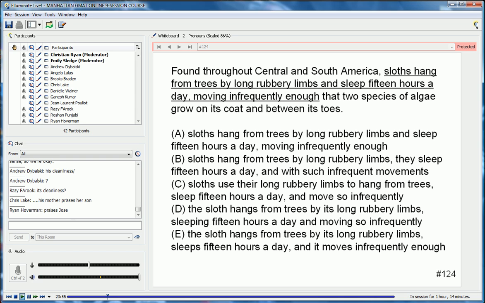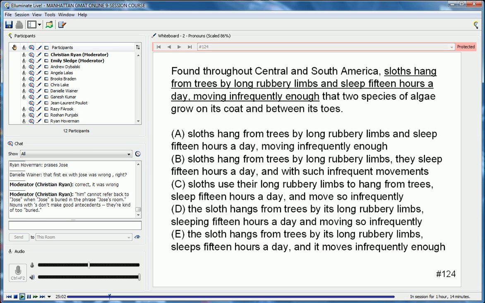Okay, try this example. All right, missing a couple of answers. Go ahead and get those in.